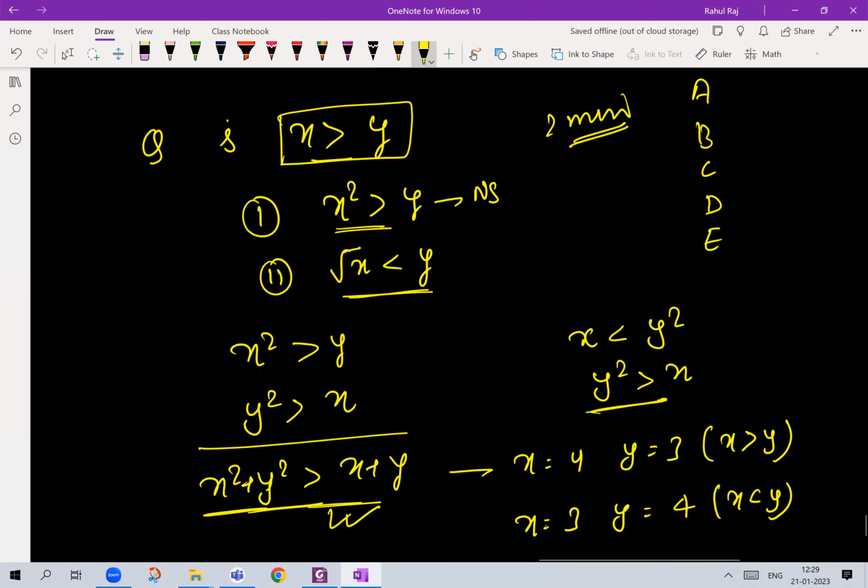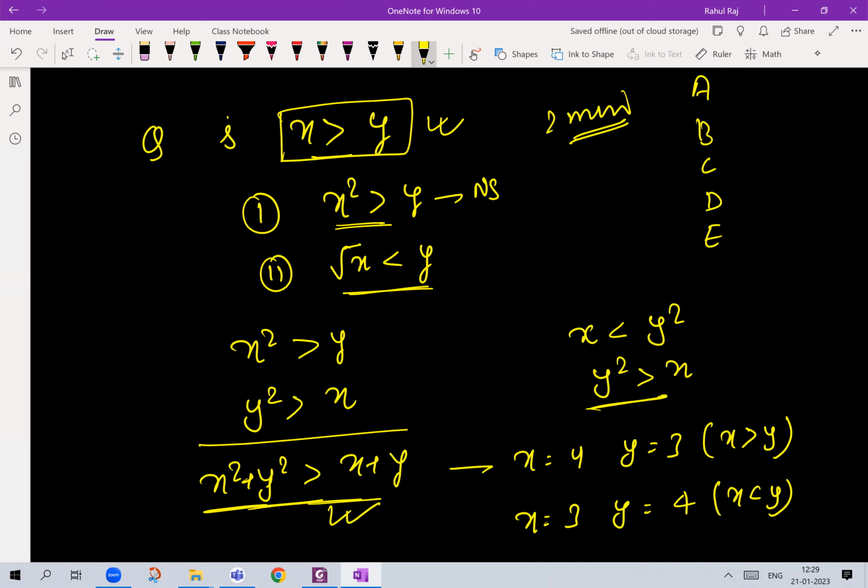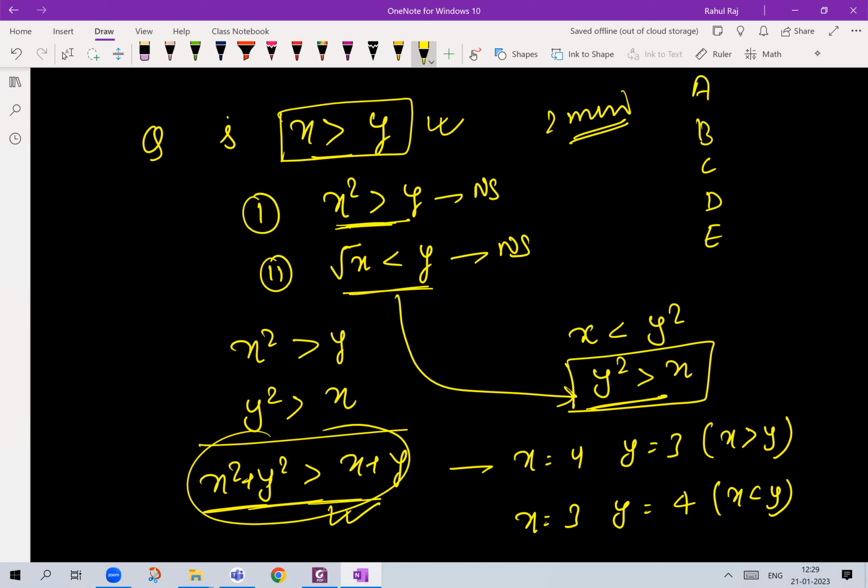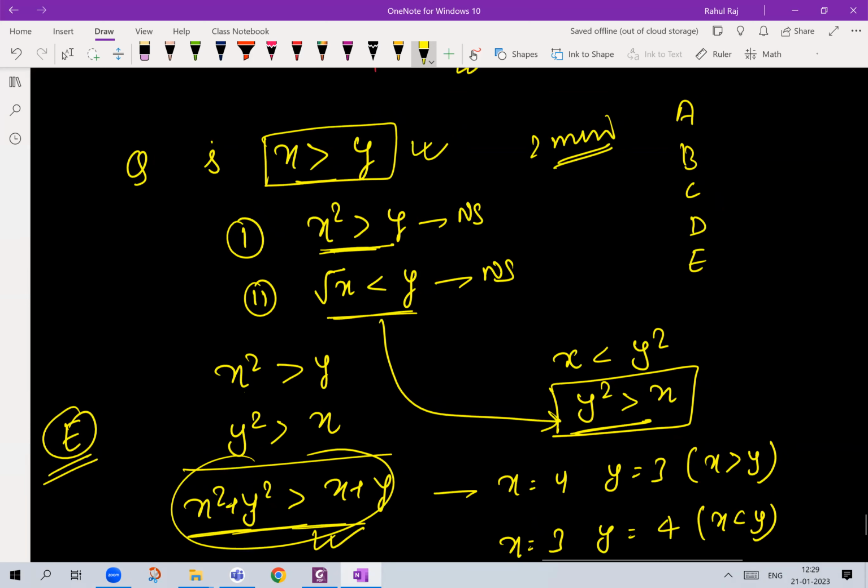So just by knowing the two statements, x square greater than y and y square greater than x, I can't predict that x will be greater than y for sure. So if A is not sufficient, B is not sufficient, C is not sufficient, then the answer goes to E. This question cannot be answered with the help of these two statements. Anyone, any doubt, please tell me. Induja, is this clear? Avnit?